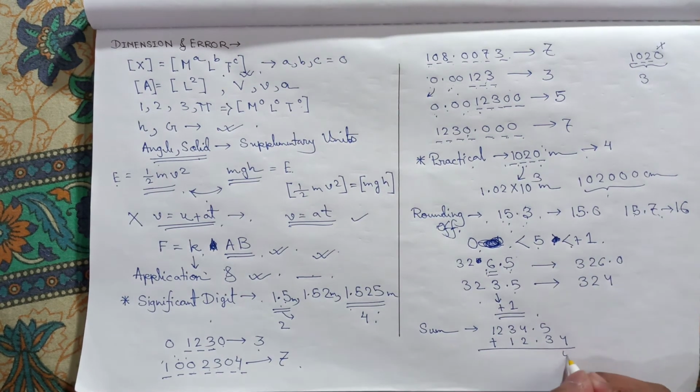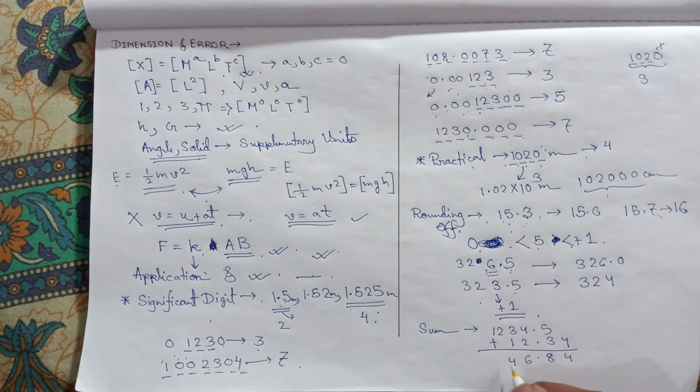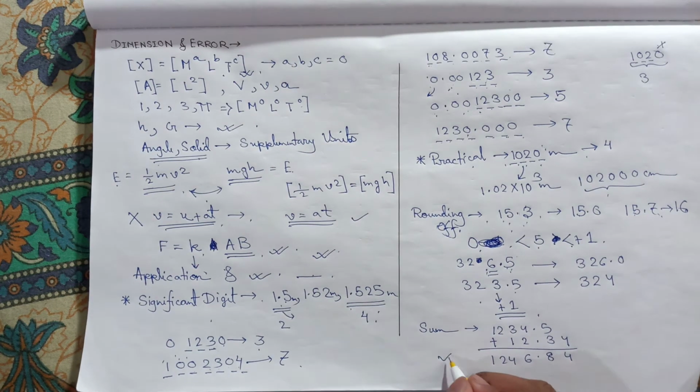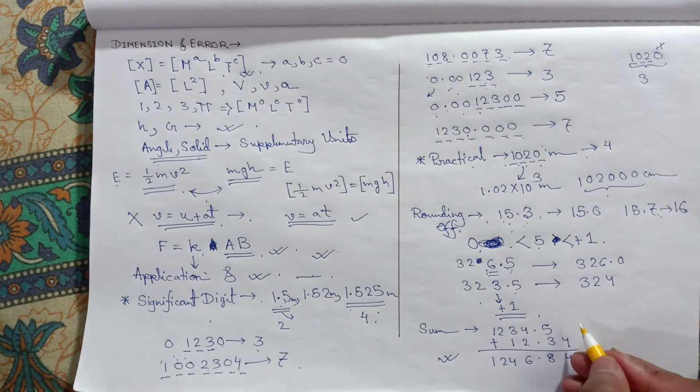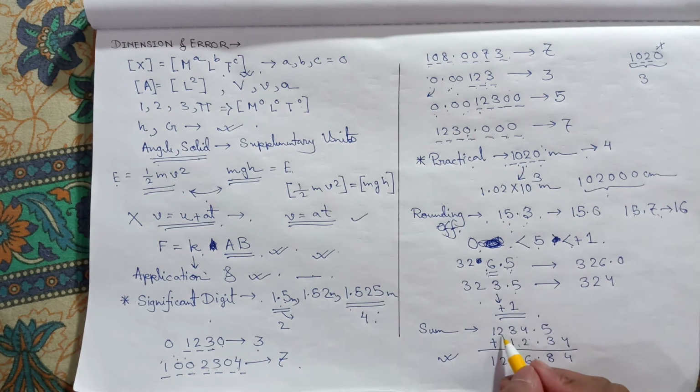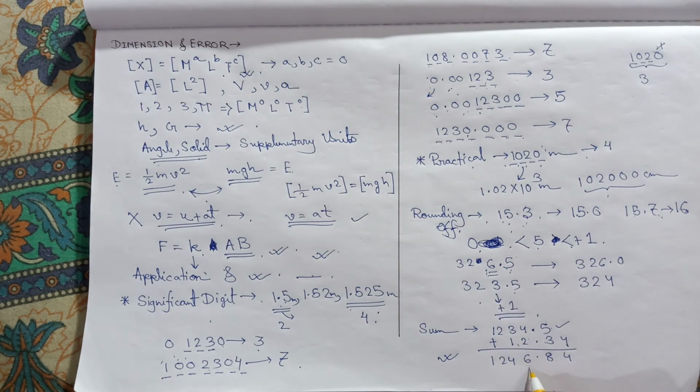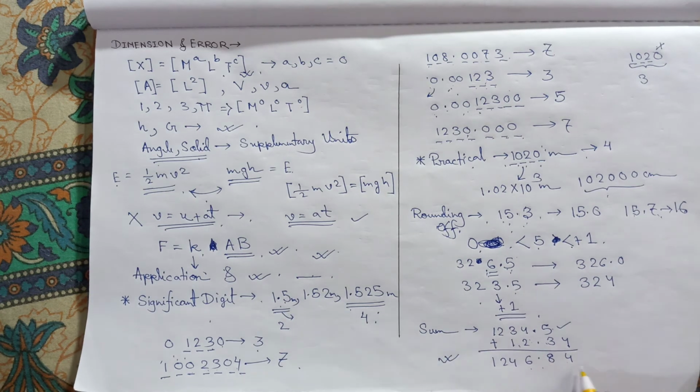So first check the result, 1246.84. It will be the mathematical result. But using significant figures, you have to find the result according to the significant figures. Then what will you have to do? You have to maintain the result with the least number of decimal places. There are two numbers, 1234.5 and 12.34. This one has fewer decimal places, so we'll take the result to fewer decimal places by rounding off.